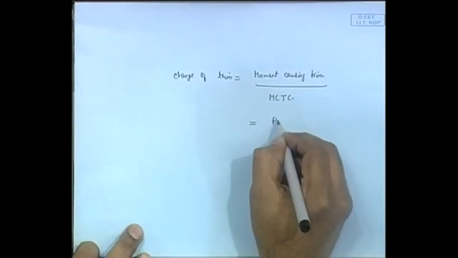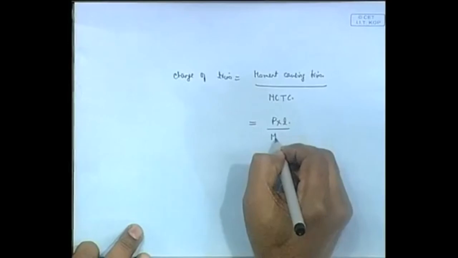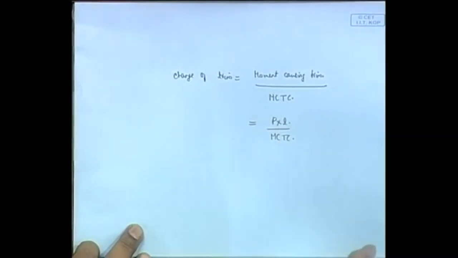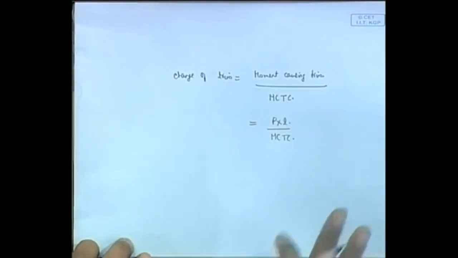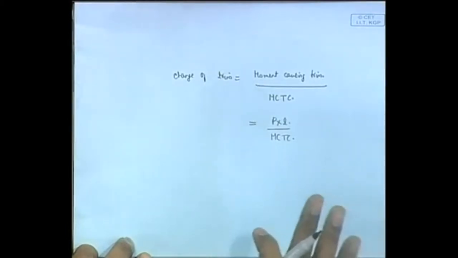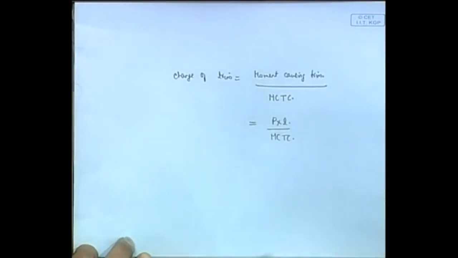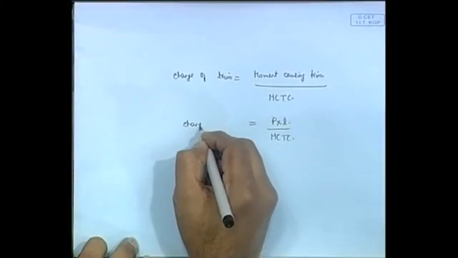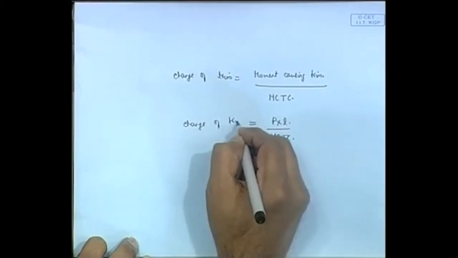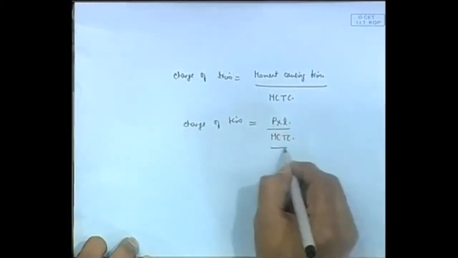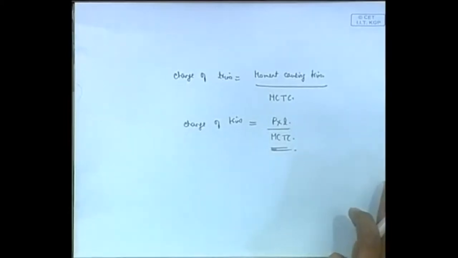So the change of trim becomes P into L divided by MCTC. This is a particular case, and for the purpose of this course, you can assume that if you have a problem where you have dry docking combined with trimming, you will always have the half perpendicular hitting, and this formula holds. The change of trim is given by P into L by MCTC.